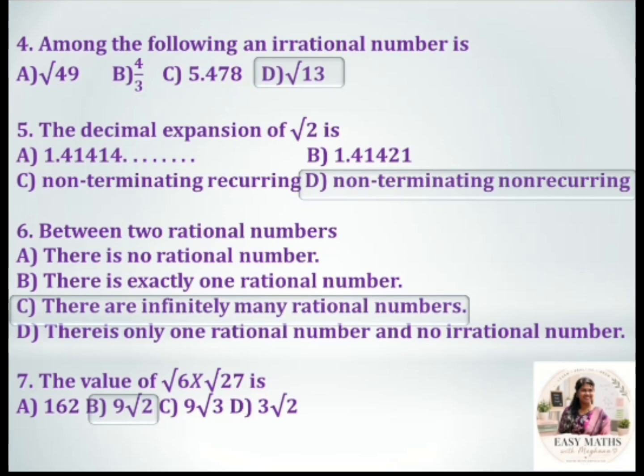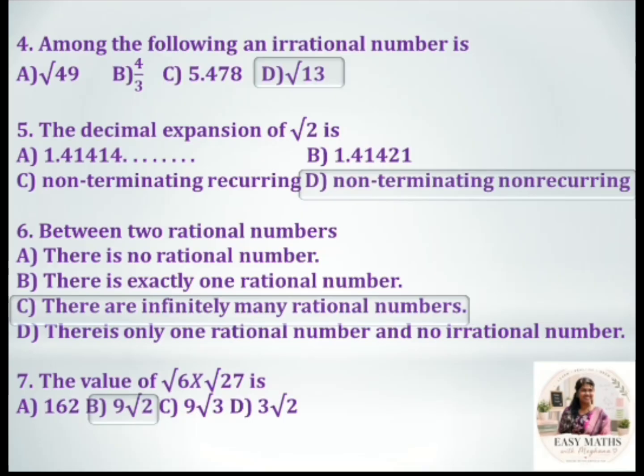5.478 can be written as 5478 divided by 1000. Again, it is there in the form of p by q. But in the case of option D, root 13 cannot be represented in the form of p by q. That is nothing but an irrational number.